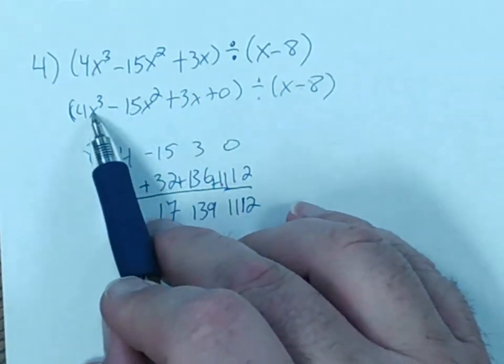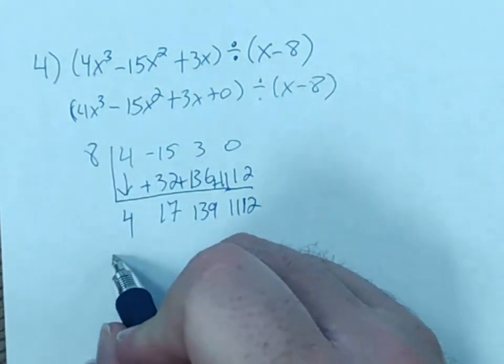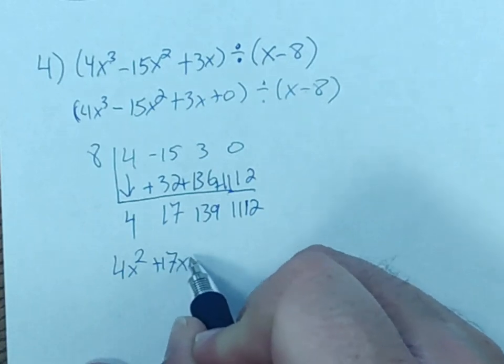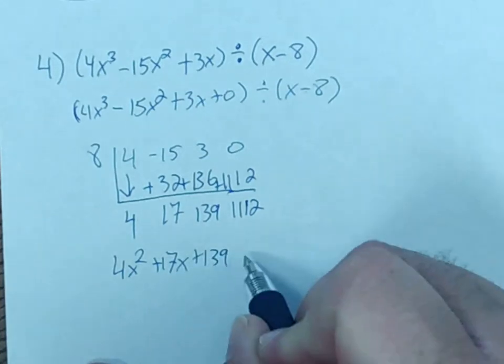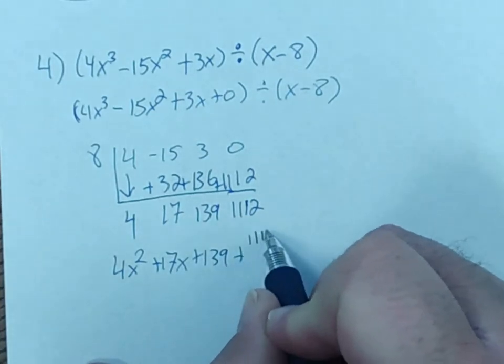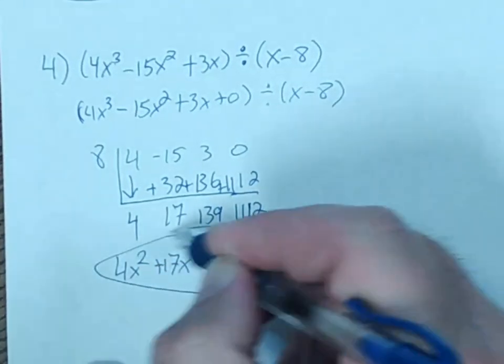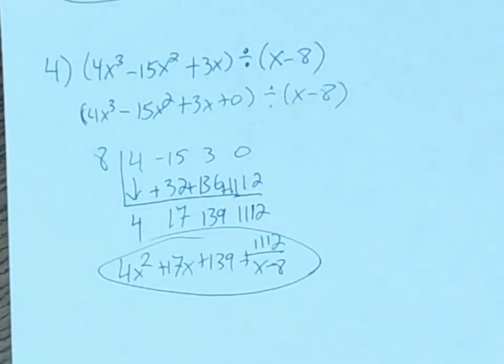And let's interpret the answer. So we started with an x cubed. This will start with x squared. So 4x squared plus 17x plus 139 plus 1,112 over x minus 8. All done. And the rest are pretty much the same.